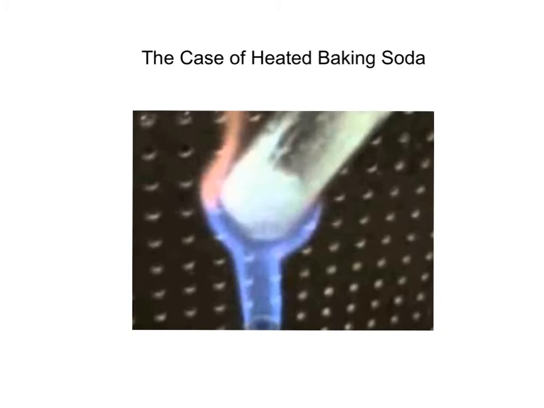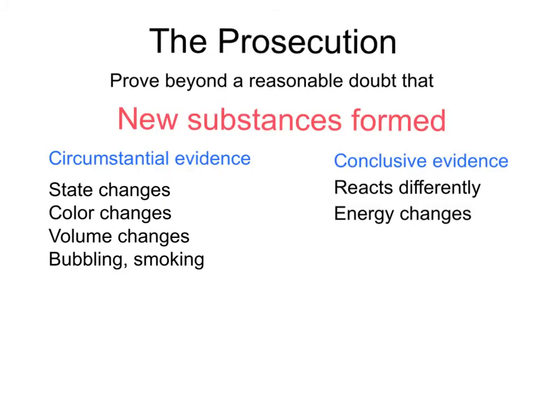You won't know in advance of doing the lab, but you're going to be placed on one of two teams. Team 1 is going to be the prosecution team, and the job of the prosecutor is to prove beyond a reasonable doubt that new substances form during the lab. So when you heat your baking soda, you're going to look for evidence that new substances formed. Now, evidence can be strong or weak. So there's really two different kinds of evidence that you need to collect.